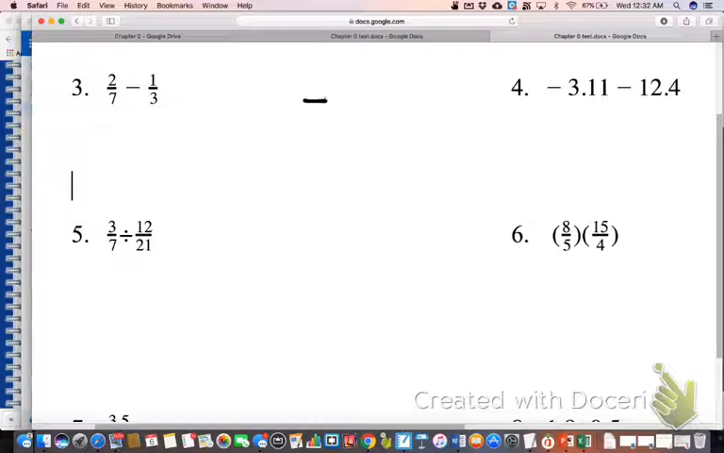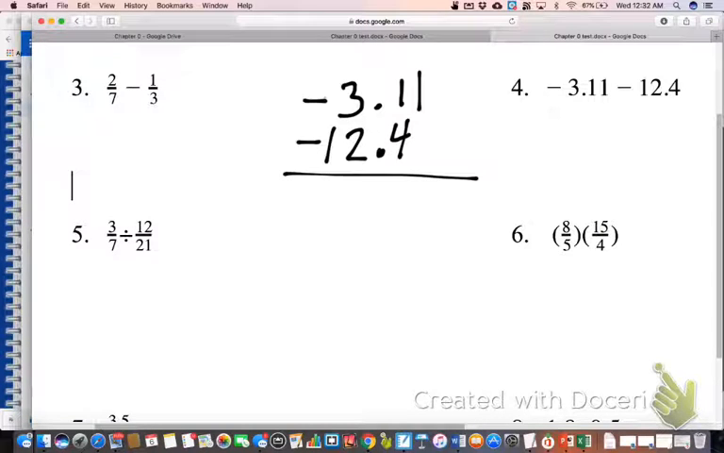So I'm going to line up the decimals, negative 3.11, negative 12.4. I'm going to put a 0 right there to use as a placeholder so that my decimals can stay nice and lined up. 1 plus 0 is 1. 1 plus 4 is 5. 3 plus 2 is 5. And then I don't have anything to add that 1 to.